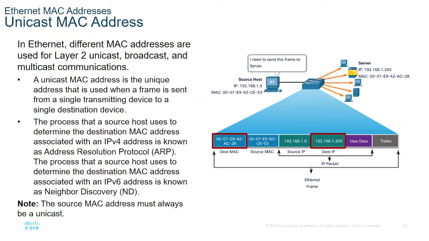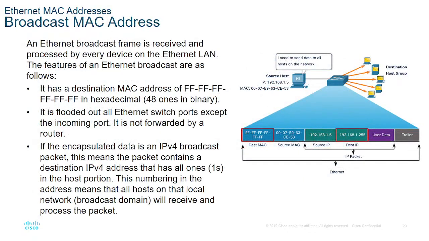So continue. Then now what they call a broadcast MAC address. In Ethernet, an Ethernet broadcast frame is normally received and processed by every device on the Ethernet LAN. The features of an Ethernet broadcast are as follows. It normally has a destination MAC address of FF-FF-FF-FF-FF-FF in hexadecimal, and when this frame is received, it is flooded out on all the ports except the incoming port and is not forwarded by the router. If the encapsulated data is an IP version 4 broadcast packet, it means that it contains all ones. So the MAC address will have all Fs.